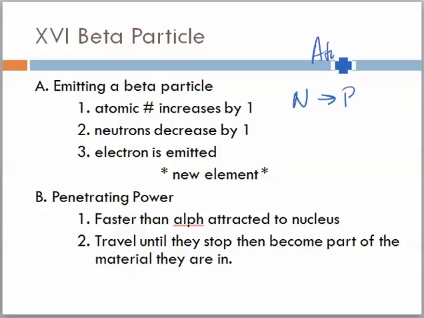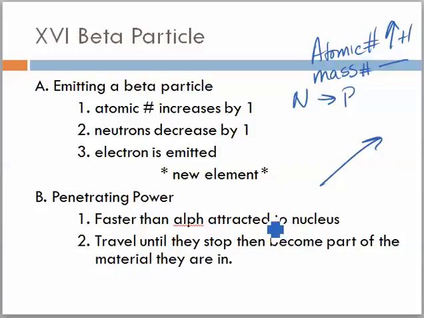So the atomic number goes up +1, but the mass number does nothing. It stays put because the neutron simply becomes a proton. So nothing is going to happen to our mass number. We still have the same number of nucleons in that nucleus. An electron is emitted. The electron takes off, and we have a new element. So beta decay is when a neutron becomes a proton and an electron is shot off.